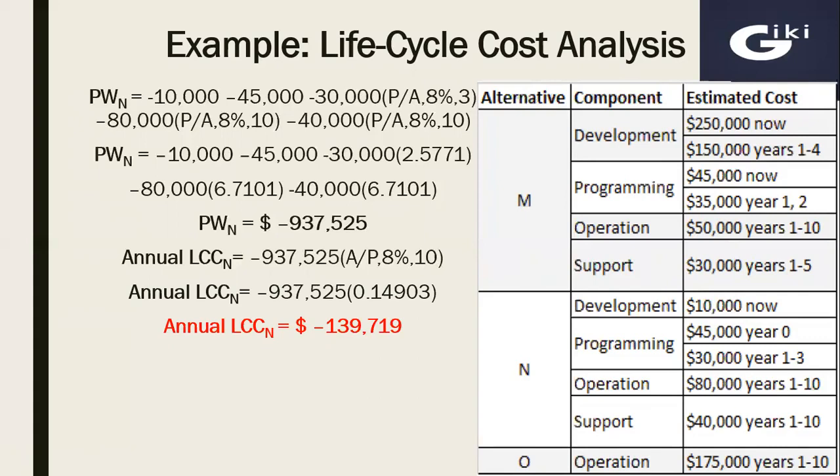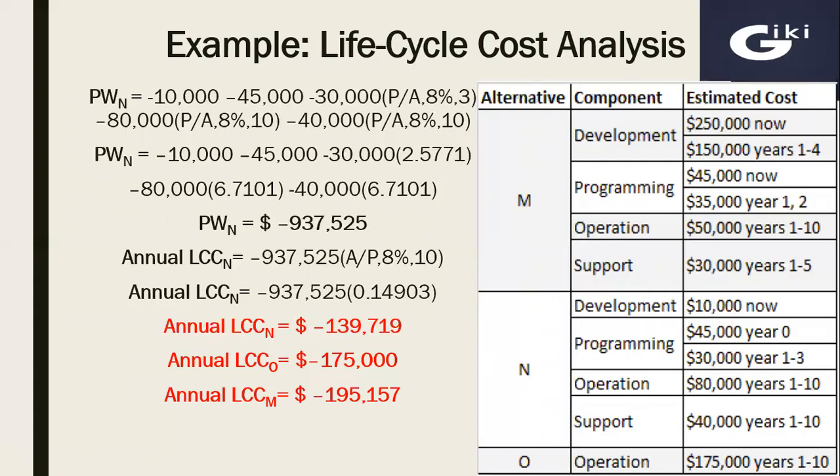175,000 per year from year 1 to year 10. So we do not need to perform any calculations. This is already given in annual terms. So annual worth of option O is $175,000, and the annual worth of option M was $195,157.